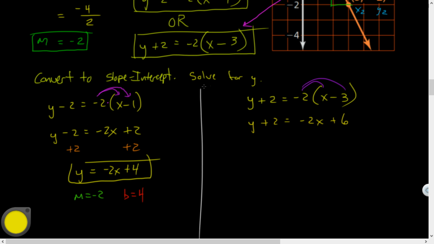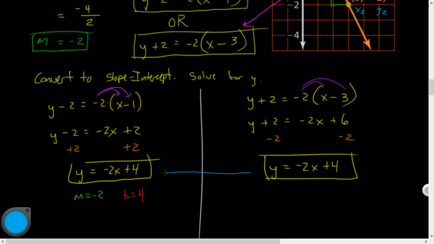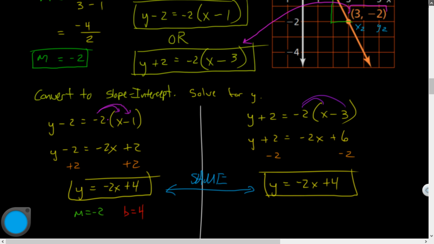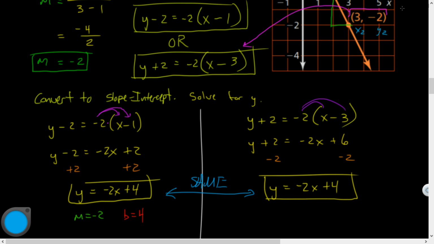All right, how do I solve for y? What do I do to get y by itself? Subtract the 2, both sides. Guys, look at this. y equals -2x plus 4. It's the same. It's the same, friends. Notice that. Wow. So both of those equations in point-slope form represent the same line.